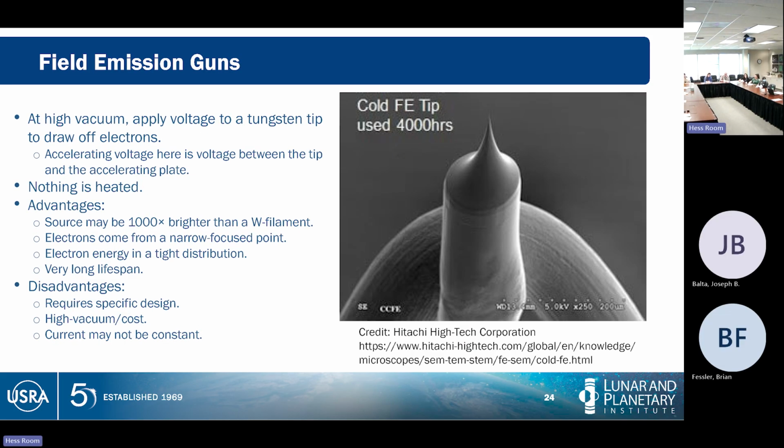The fancy ones. Anybody have a field emission gun that they've used? Field emission electron microscope? I have. Okay, in the back. We don't have one here, but some of you might. I've used these before. Okay, these are the fancy ones.